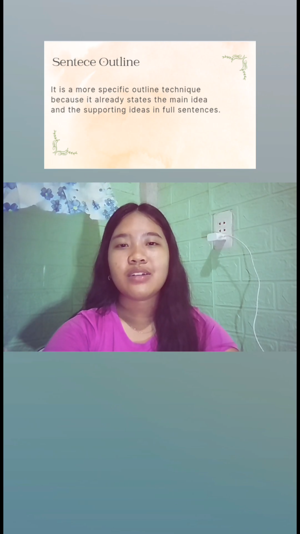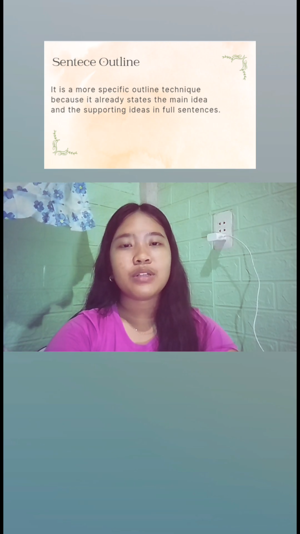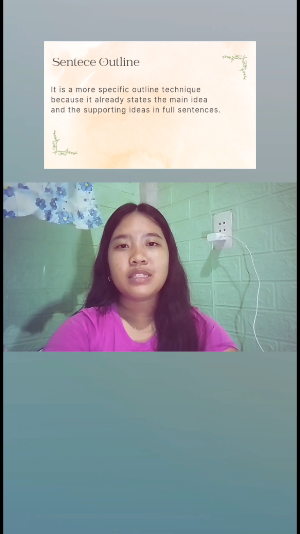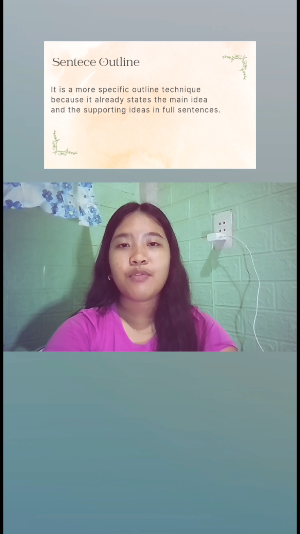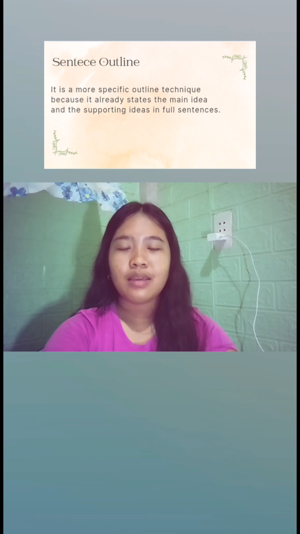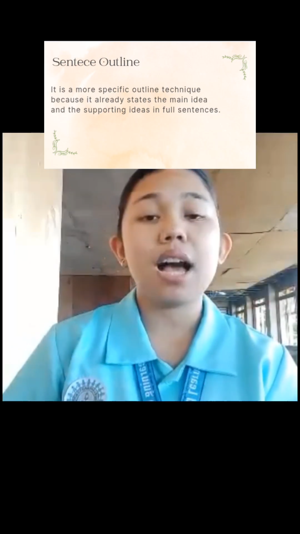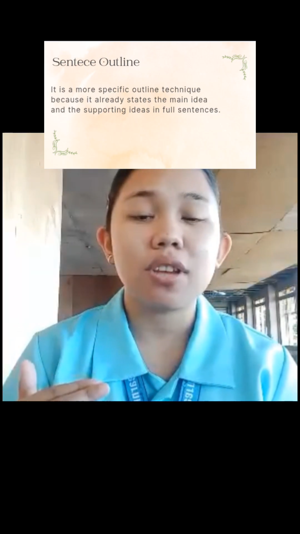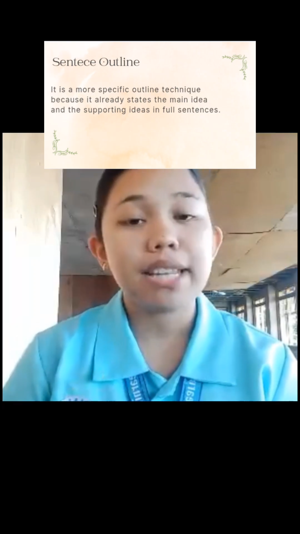It uses a hierarchical structure of Roman numerals, capital letters, and numbers to show how the ideas are connected to each other. So when we say sentence outline, you should always remember that it is a formal writing that uses full sentences to state the main idea and supporting details. In other words, a sentence outline is a method that you can use to organize your main topics and also your main idea as well.